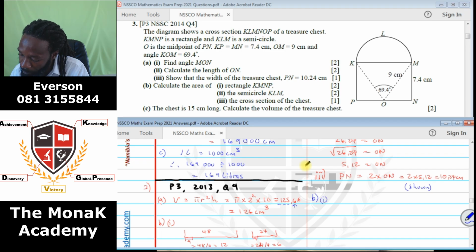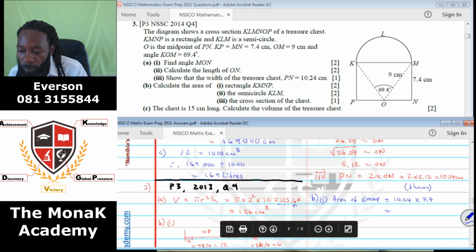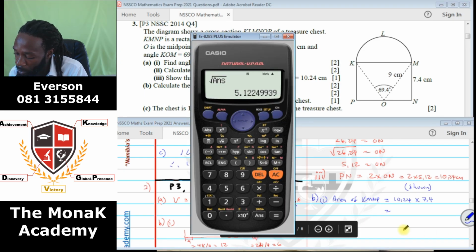B1 says calculate the area of rectangle KMNP. Area KMNP equals the length that we calculated on top, 10.24, multiplied by the height, which is 7.4. So we have 10.24 times 7.4.